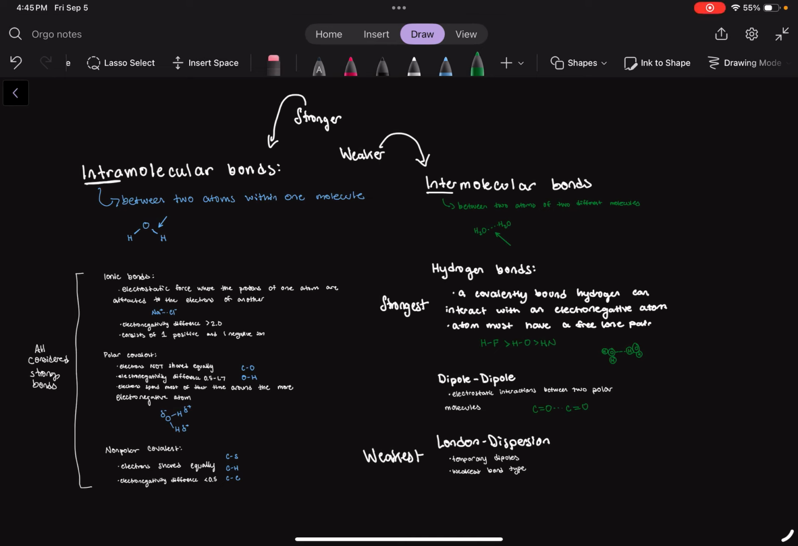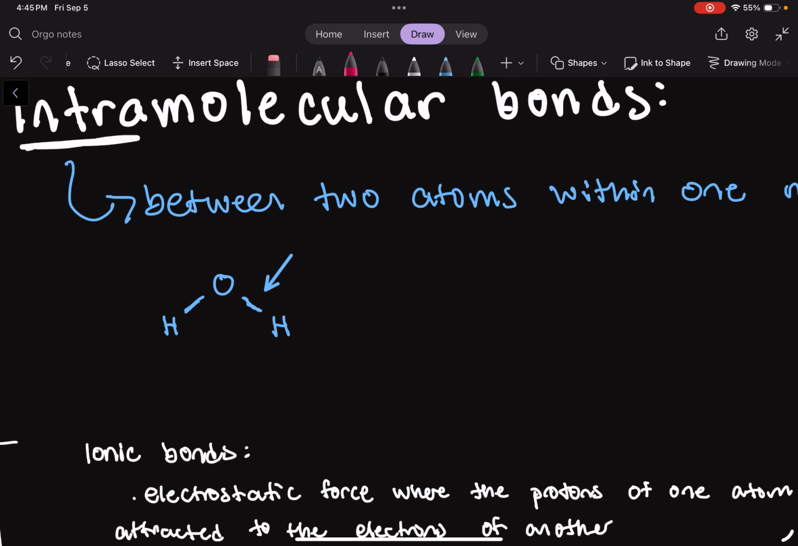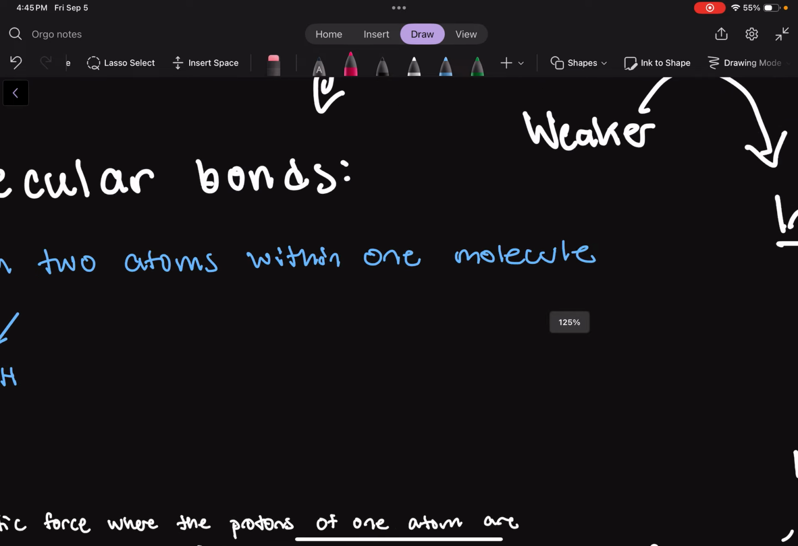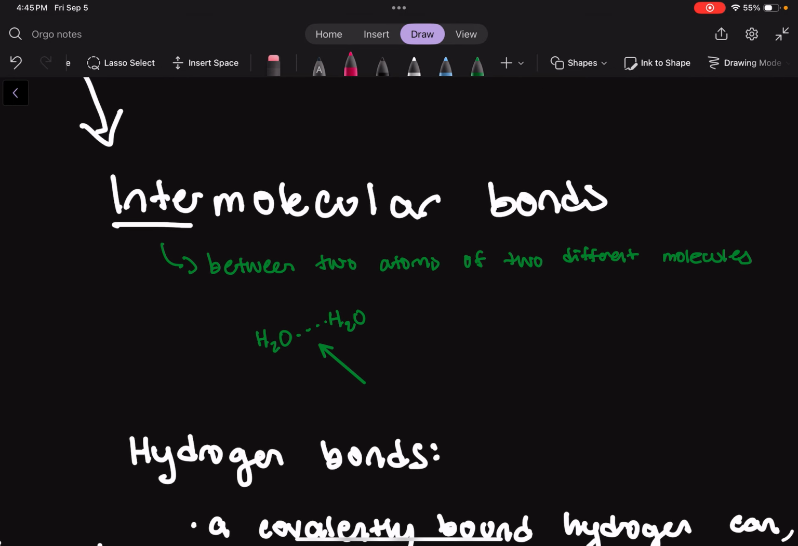Hey guys, I quickly wanted to go over some different bond types because I know there's a bit of confusion in recitation this week. So basically we've got these two main types of bonds, intramolecular and intermolecular. The main difference between them is, as you can see, intramolecular bonds are going to be between two atoms within one molecule. So as you can see here, they're going to be that oxygen-hydrogen bond within the water molecule, whereas intermolecular bonds are between two atoms of two different molecules. So there'll be that hydrogen bond between the two separate water molecules.